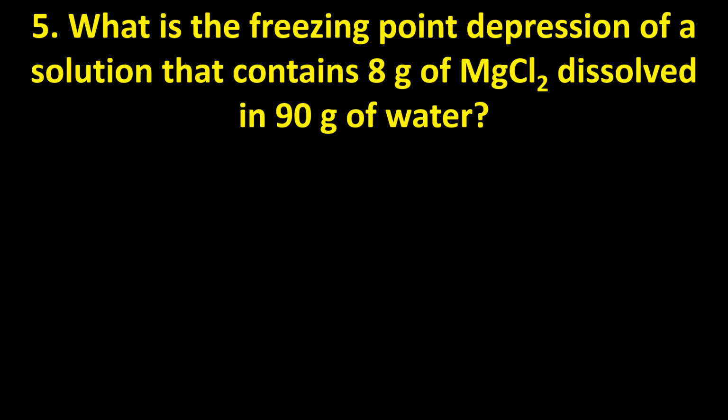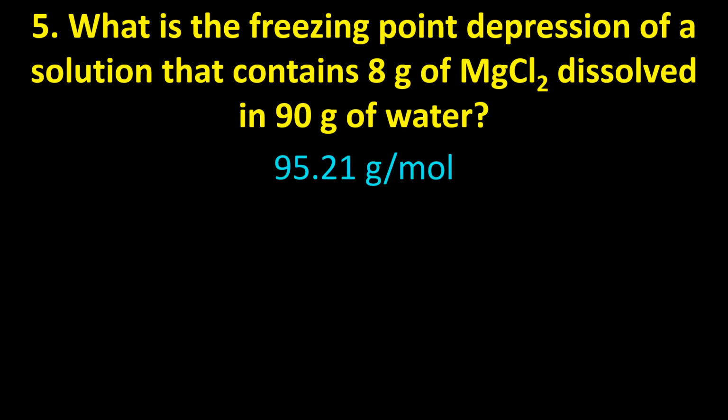Question number 5 says, what is the freezing point depression of a solution that contains 8 grams of MgCl2 dissolved in 90 grams of water? So, the difference between this problem and the last one is that we've only switched the sodium chloride to magnesium chloride. So, two things have changed. One, the molar mass is now higher, and two, instead of there being 2 ions, we now have 3. You've got 1 magnesium and 2 chlorides.